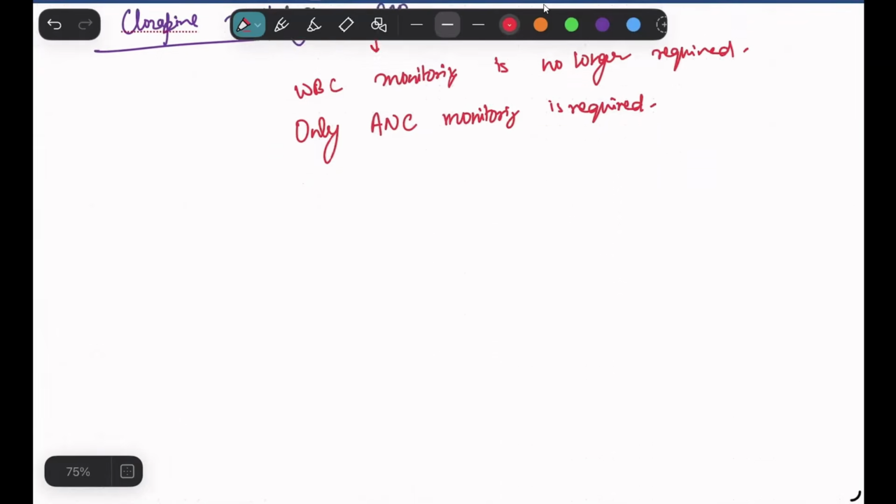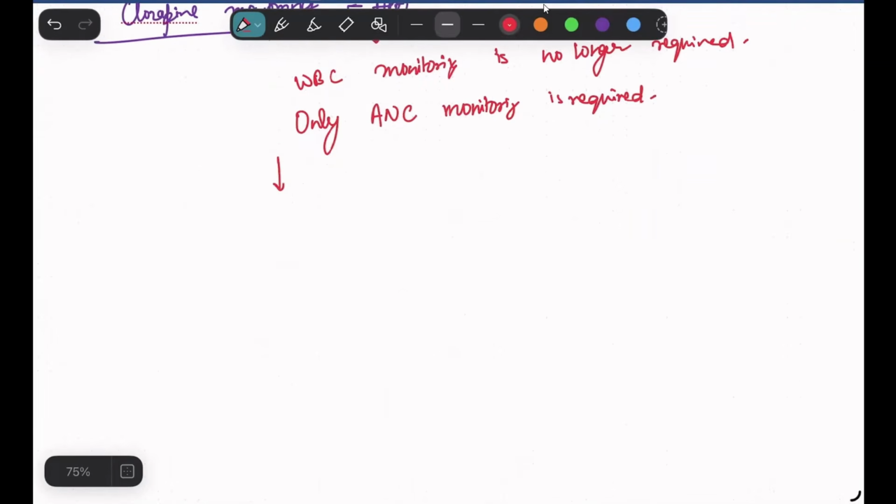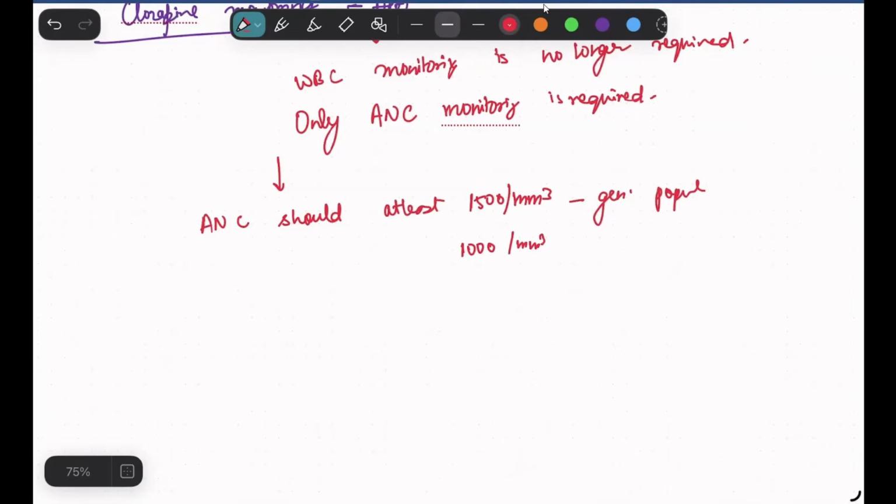Okay. So what should be the initial ANC requirement to start clozapine? The ANC should be at least 1500 per millimeter cube. This is for the general population. And it should be at least 1000 per millimeter cube in case of benign ethnic neutropenia.